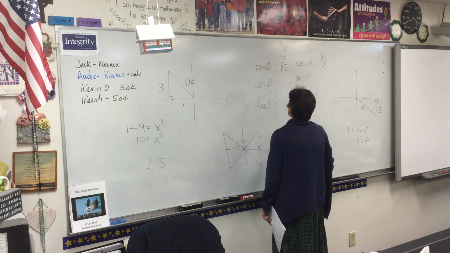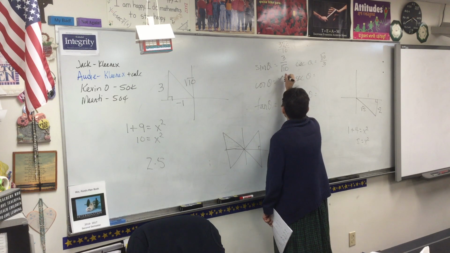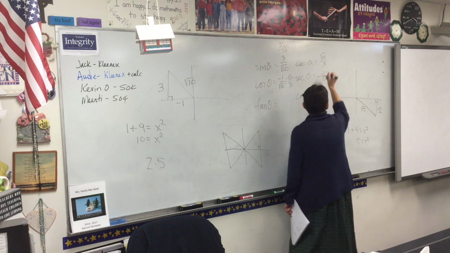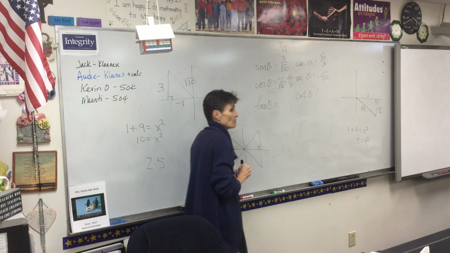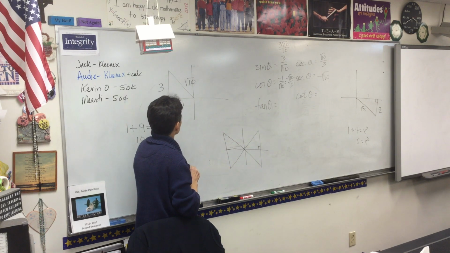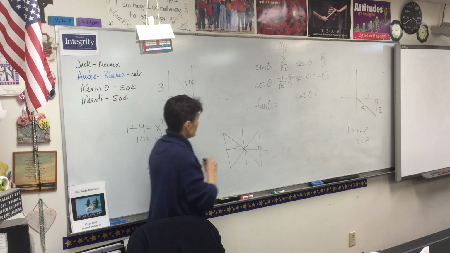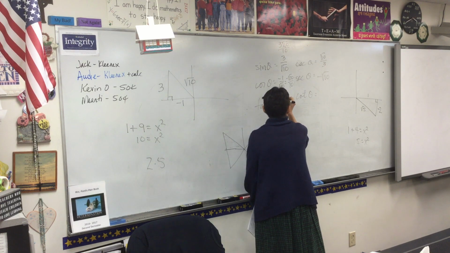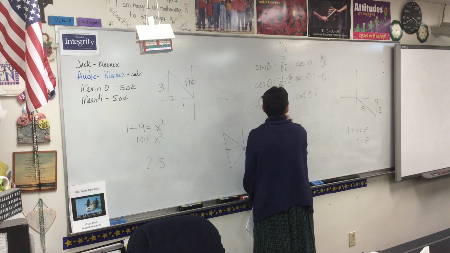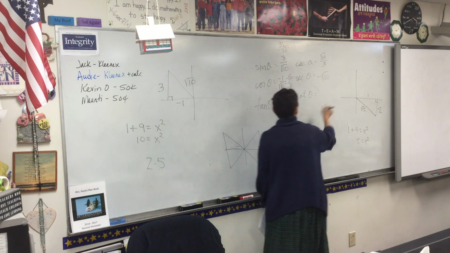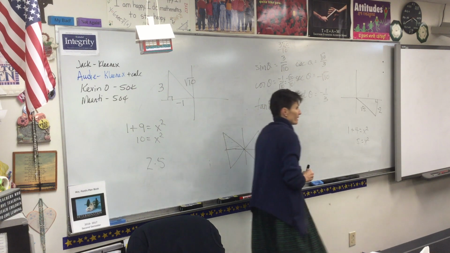What's the cosine? Negative 1 over root 10, or negative root 10 over 10. So your secant is negative root 10 over 1. What's your tangent? 3 over negative 1, which is negative 3, and then the cotangent is negative 1/3.